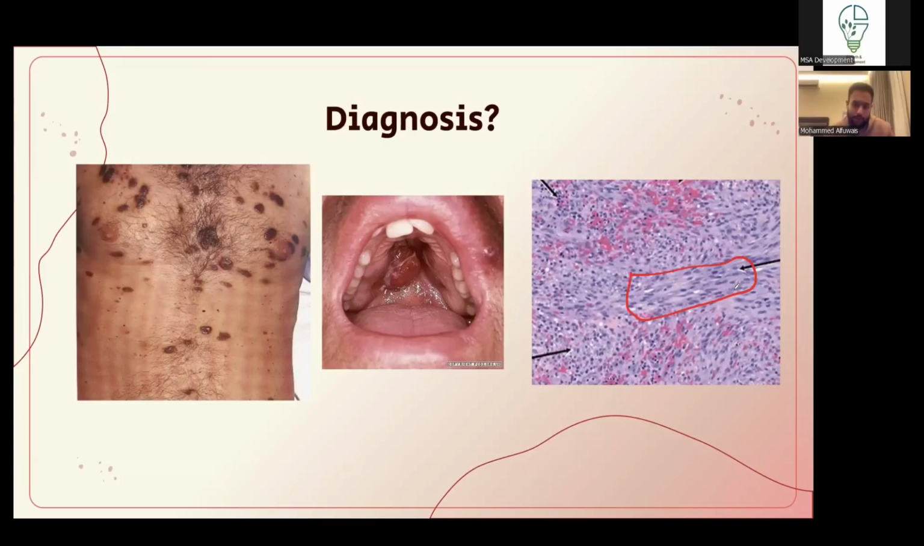Spindle-shaped cells. Good. Okay. In a nutshell, Kaposi sarcoma is a tumor that happens in HIV patients, usually with a very low CD4 count, below 200. And it's caused by HHV8. And in histopathology, we see spindle-shaped cells. Okay. This is Kaposi sarcoma.